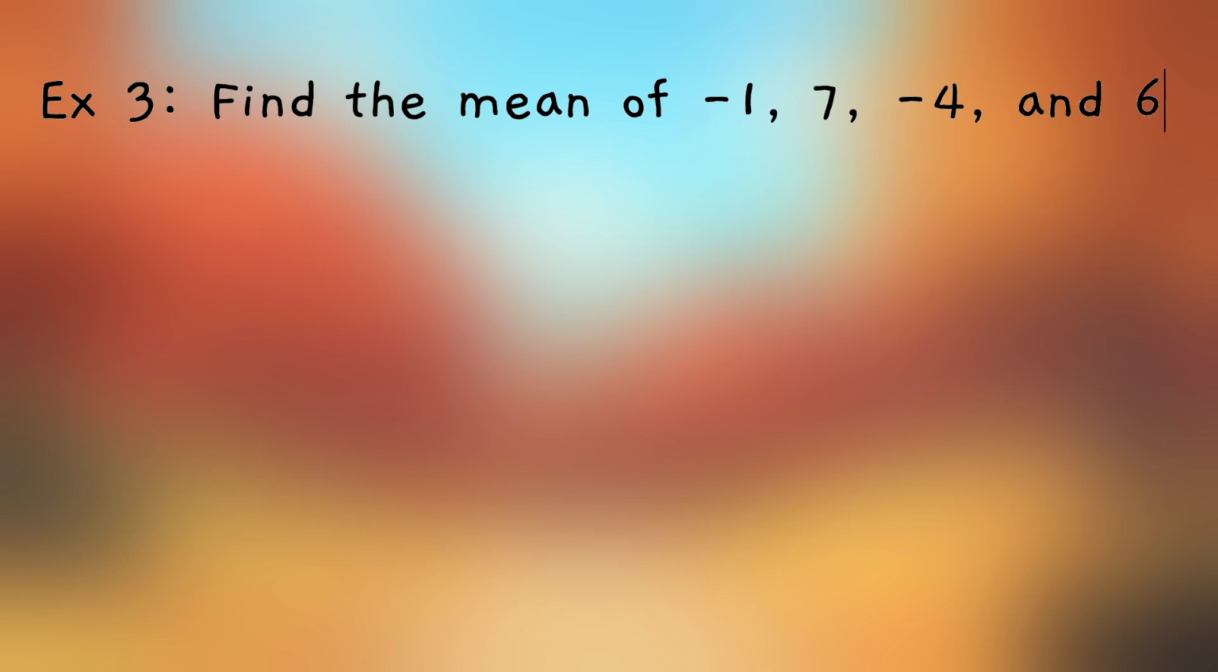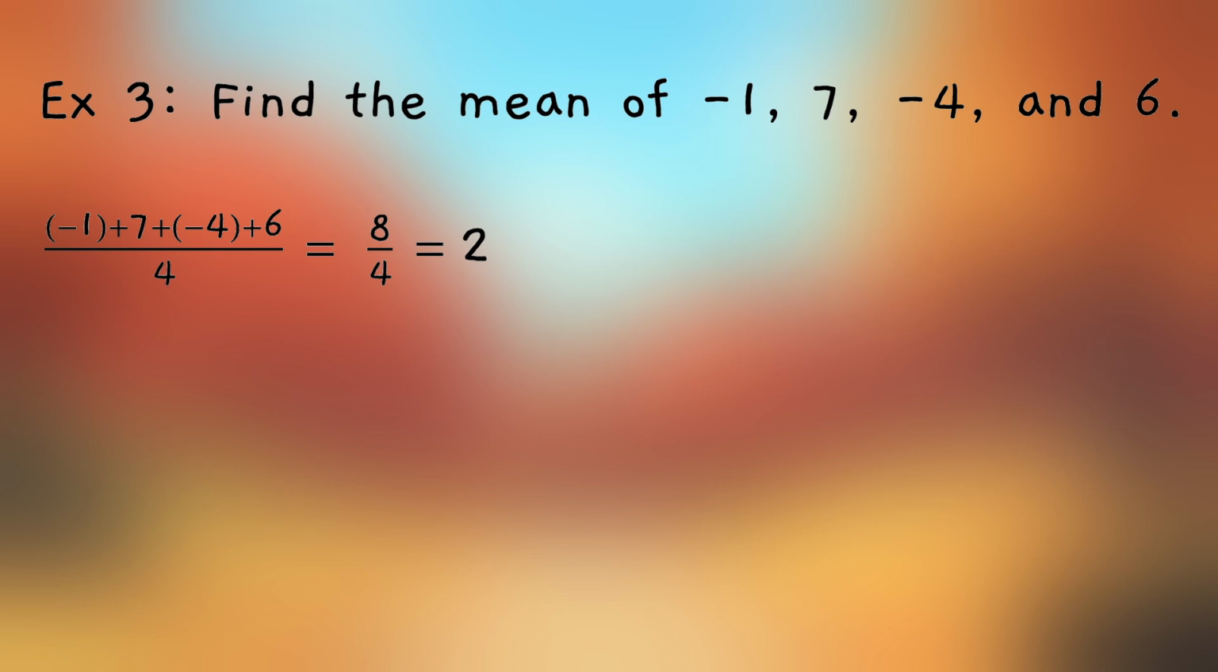This time we'll take the average, or we'll compute the mean of 4 numbers: -1, 7, -4, and 6. So we just add them all together, which means we're going to take -1 plus 7 plus -4 plus 6. And since there's 4 numbers, we're going to divide by 4. So now we just add these all together, and that gives us 8/4, which is 2. So the mean of these 4 numbers is 2.